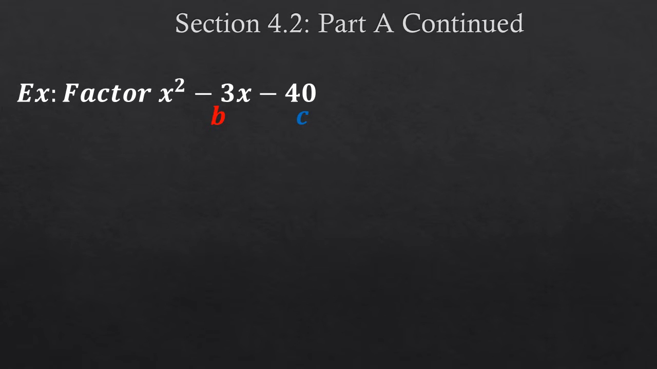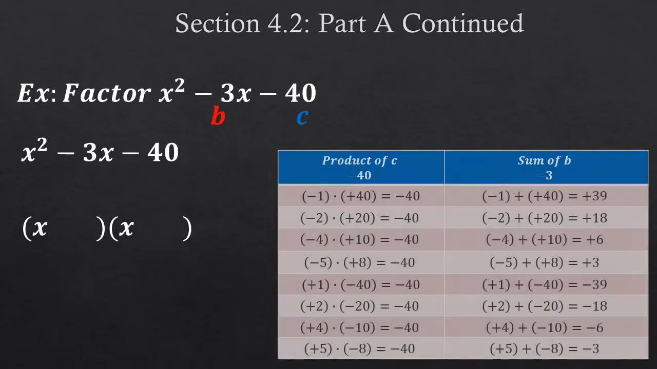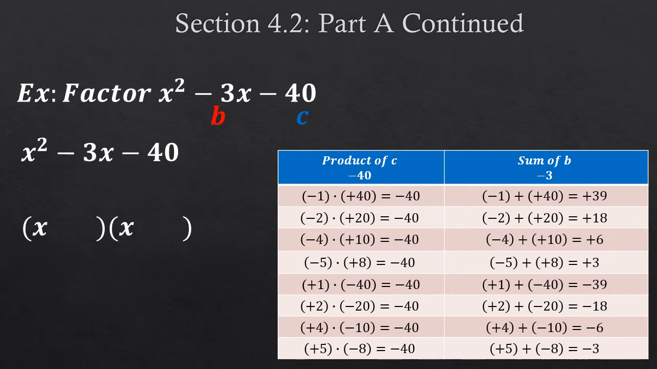Another example, BC method. I can break down my parentheses, create myself a little chart, and list all the possible ways of multiplying two numbers that will give me negative 40, and if I add those same two numbers together, will give me negative 3. If you take a glance at all my possibilities, you can see that the ones I'm going to choose are a positive 5 and a negative 8.